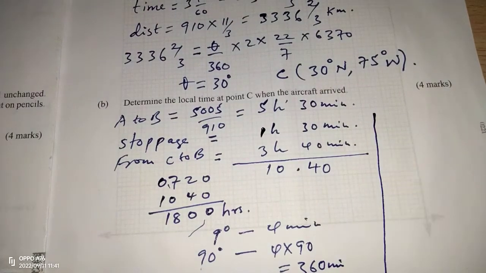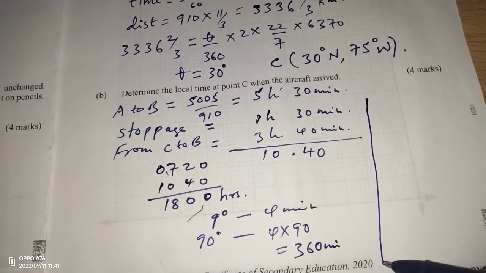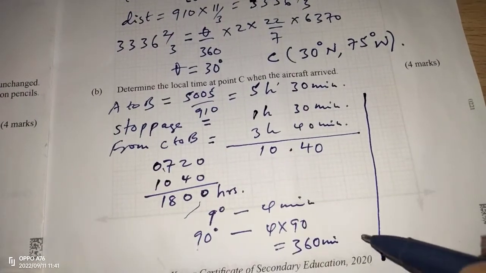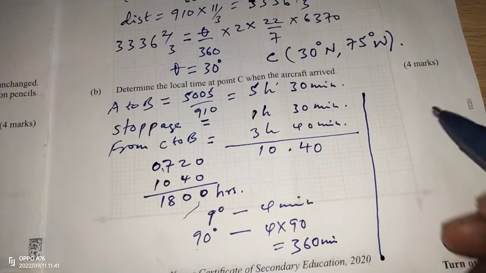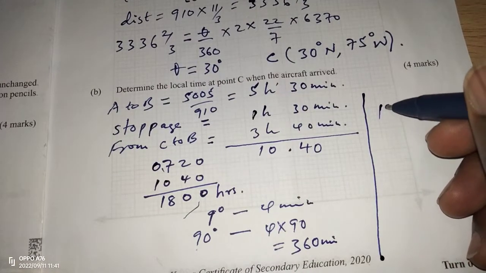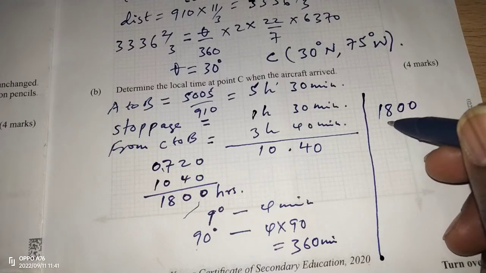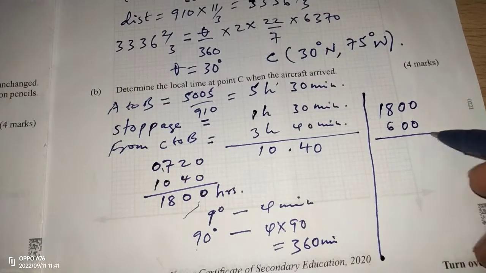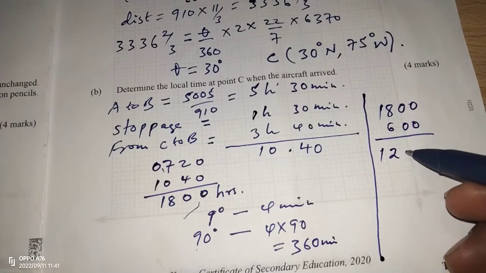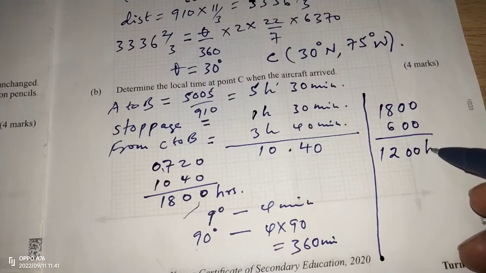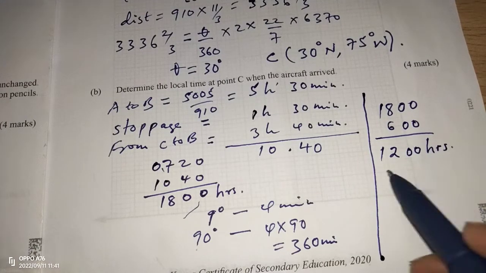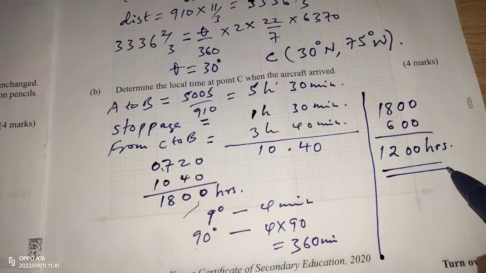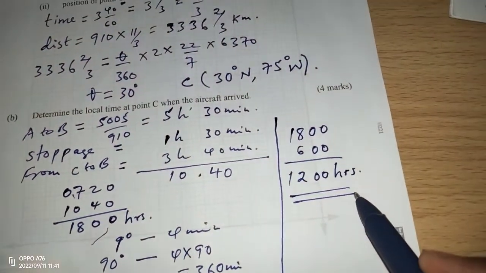That is an indication that B and C are behind by 360 minutes. So the time we are getting here, we will subtract 6 hours, so that we arrive at 1200 hours. Because we were moving to the west, then time has to be behind by those hours.